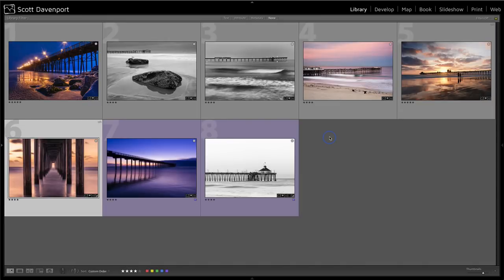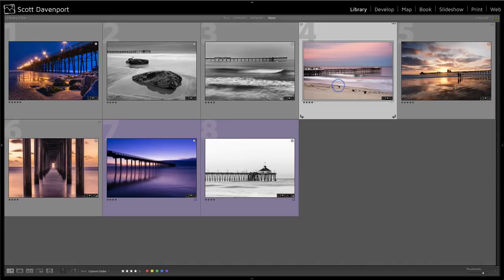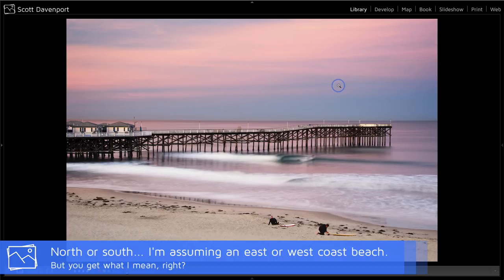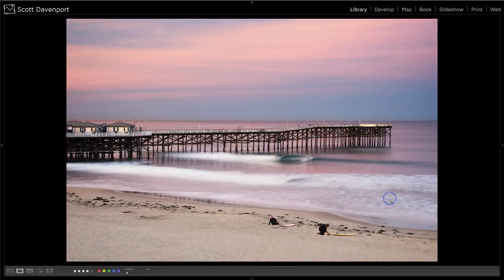Another compositional technique I'll use a lot, I'll call the triangles. And so this one is a good example of that, where you go either to the north or to the south of the pier and shoot back toward it and use the pier crossing the frame from, in this case, left to right, but also the line to the shore doing kind of the opposite.